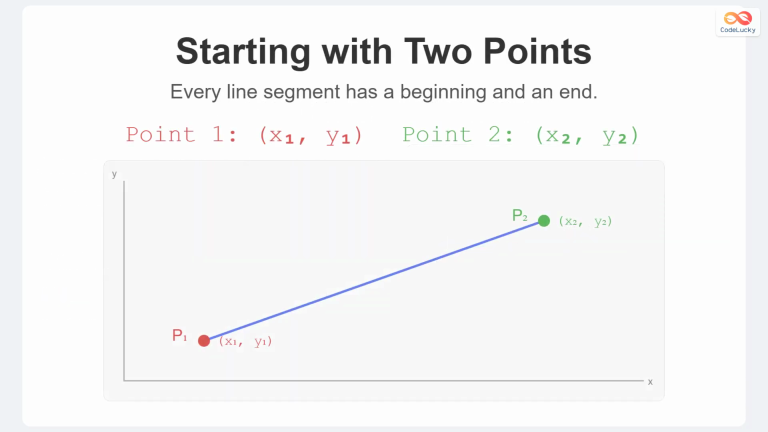To find a midpoint, we first need a line segment to work with. A line segment is defined by its two endpoints. We can call the first point P1, and its coordinates are x1, y1. The second point, P2, has coordinates x2, y2. These are the 2 points we'll be finding the middle of.